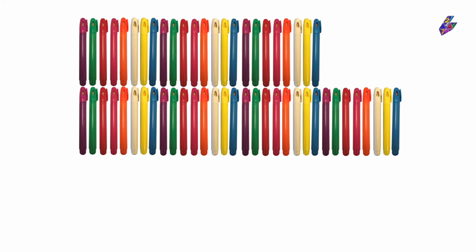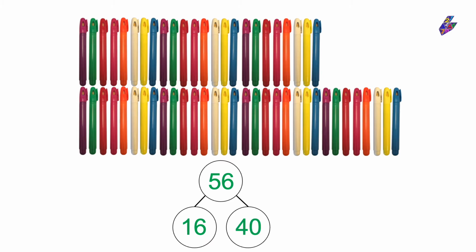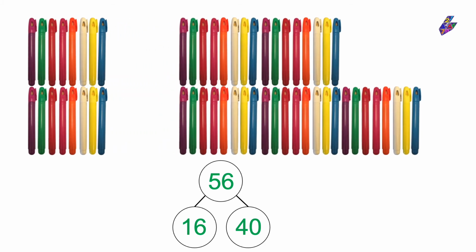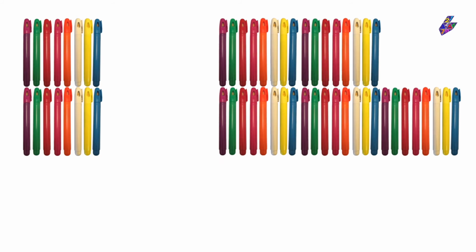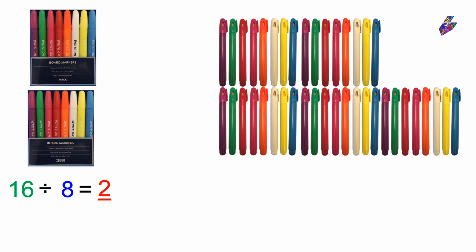There are lots of ways to decompose 56, that is, break it up into other groups of numbers. One way of decomposing it is into 16 and 40. So we could split the 56 pens into a group of 16 pens and a group of 40 pens. These numbers, 16 and 40, might look and sound familiar now, as they formed the first two problems that we did. We already worked out that 16 divided by 8 equals 2, and that 40 divided by 8 equals 5.